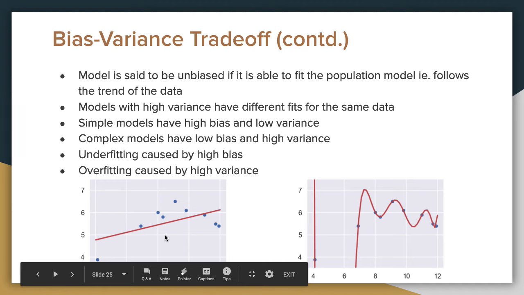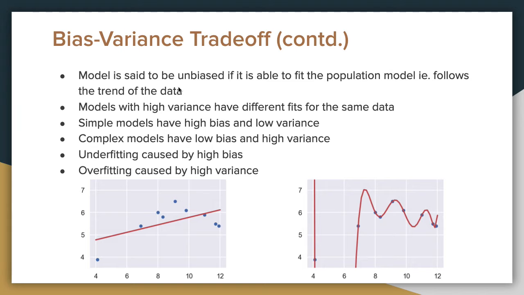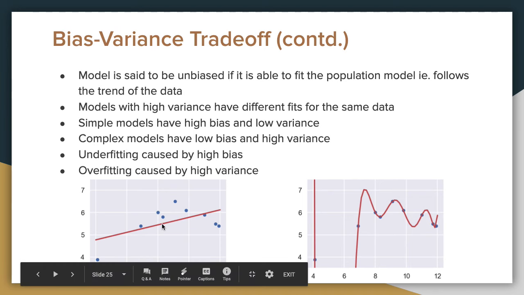In comparison, this straight line doesn't really seem to change value based on the data points that we observe over here. So this model does seem to be biased. But in terms of variance, models with high variance have different fits for the same data. What does that really mean? So with this model, we can see that it's biased and it's not really following the trend of the data.